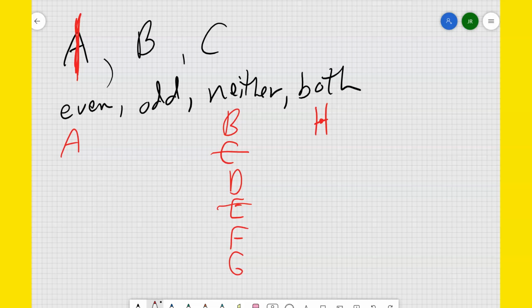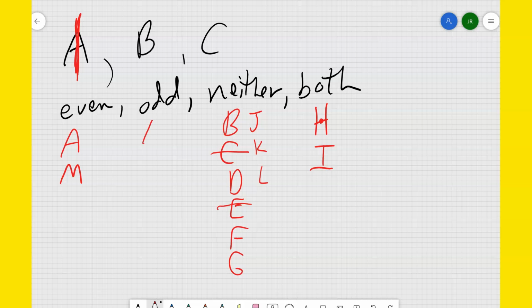I is both as well, for the same reason. J is neither. K is neither. L is neither. M. What about M? M is even. It's not both, because if you rotate it 180 degrees, it's not an M anymore, it's a W.